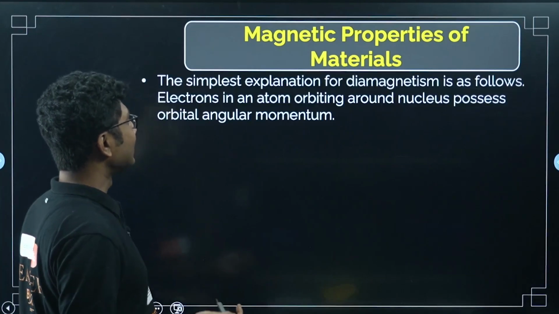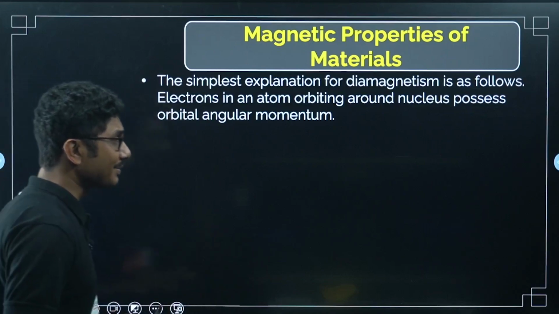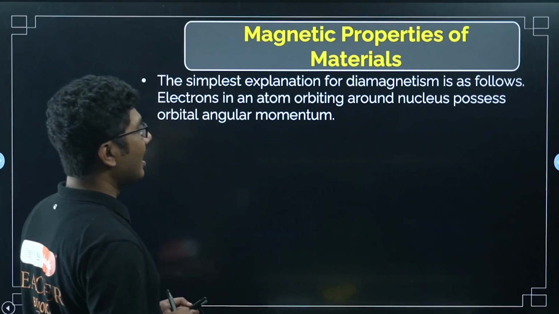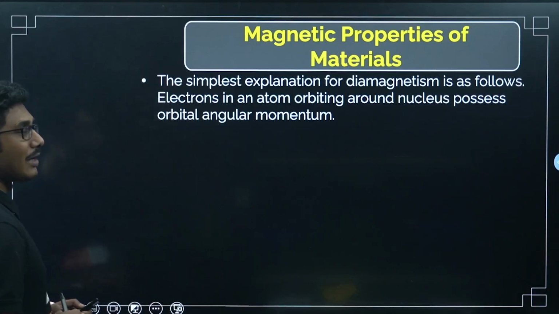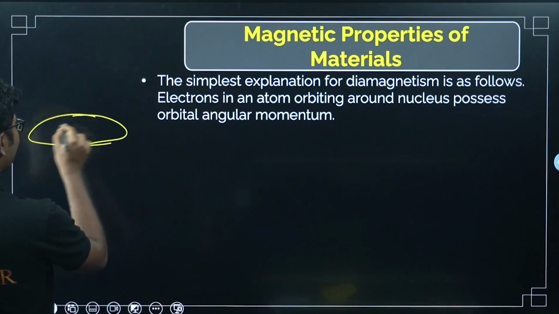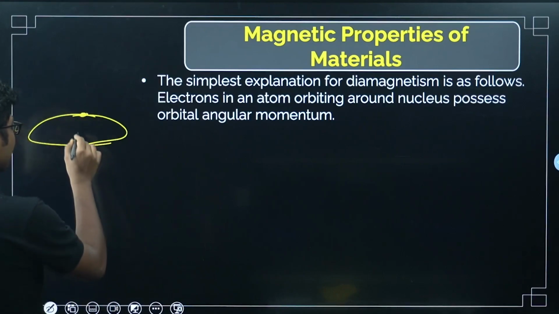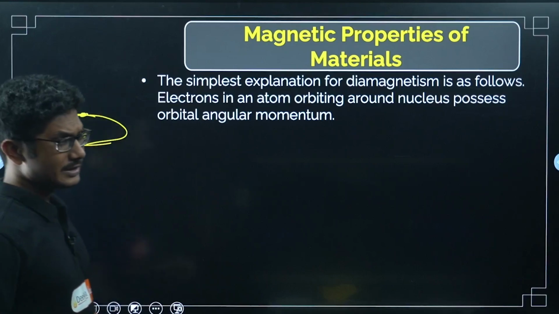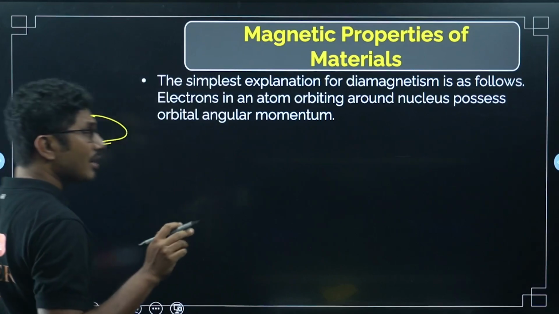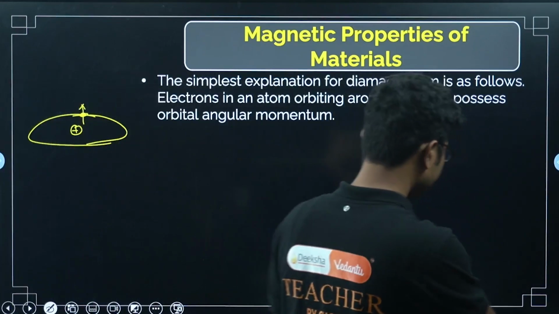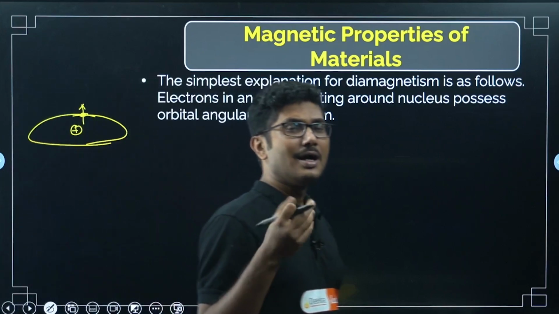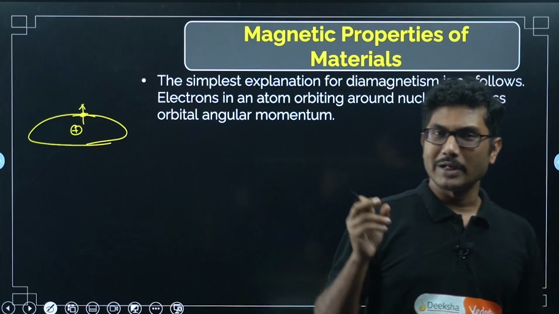Now the simplest explanation for diamagnetism is as follows. Electrons in an atom orbiting around the nucleus possess orbital angular momentum. So when we see an atom, an electron rotating around the nucleus, it possesses orbital angular momentum, right? It's rotating, so this will have some spin. You have learned in chemistry, up spin, down spin. So what is the meaning of spin? It is spinning around its axis, so it has an angular momentum, right? So angular momentum is there.